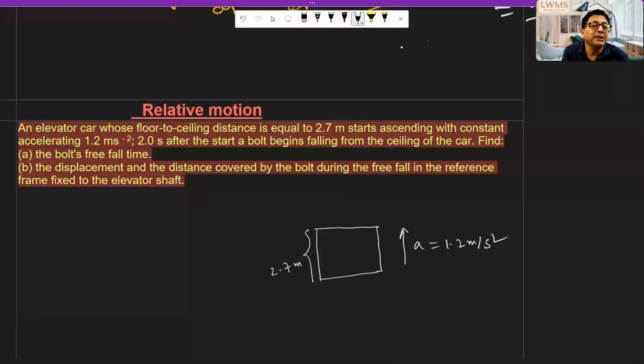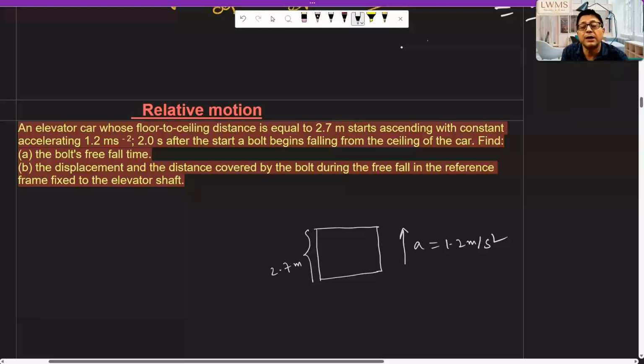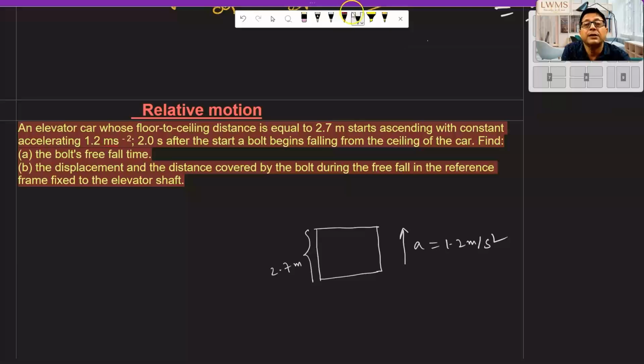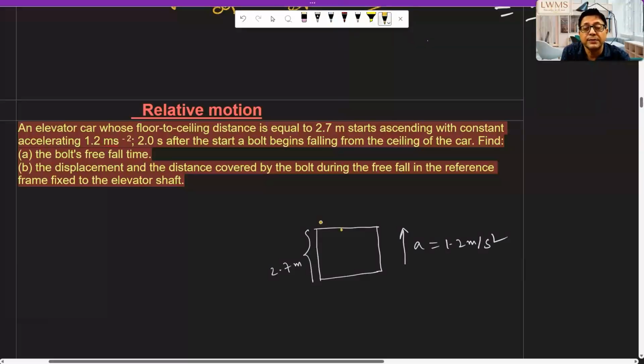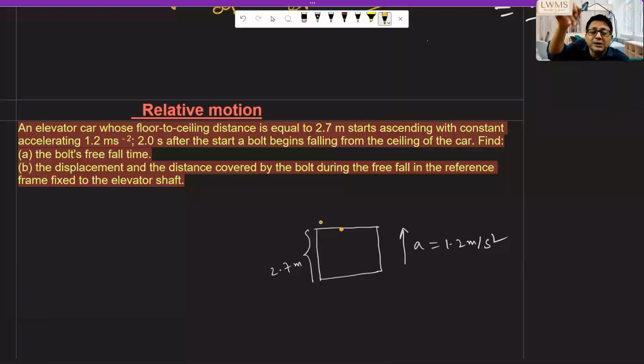Then the problem is that there is a bolt at the ceiling. It has become loose due to some reason. So the lift is moving upward, it is experiencing maybe a pseudo force downward, or it has become loose due to some maintenance problem. So it starts falling.